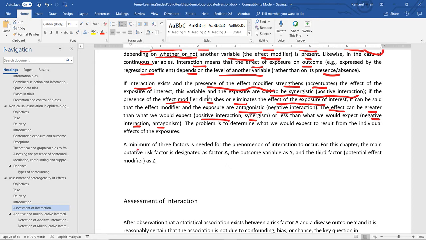So you have to have a minimum of 3 factors so that you can examine the phenomenon of interaction. So for example, the putative risk factor is factor A, and then you have variable Y, and you have variable Z. What will happen in this kind of relationship?